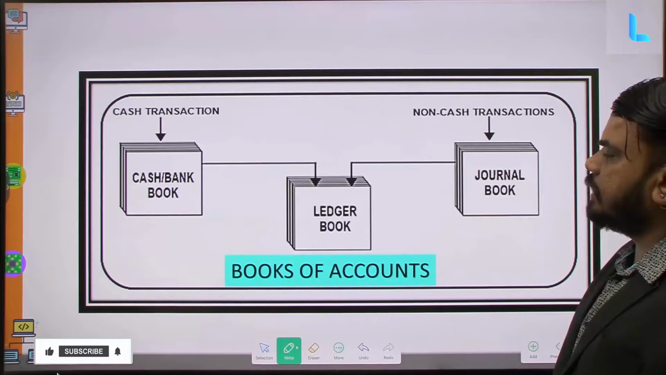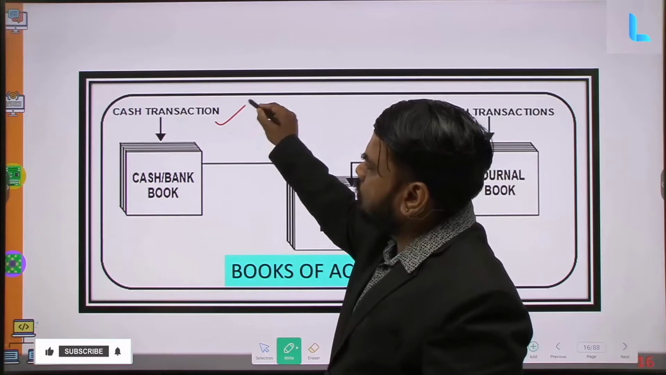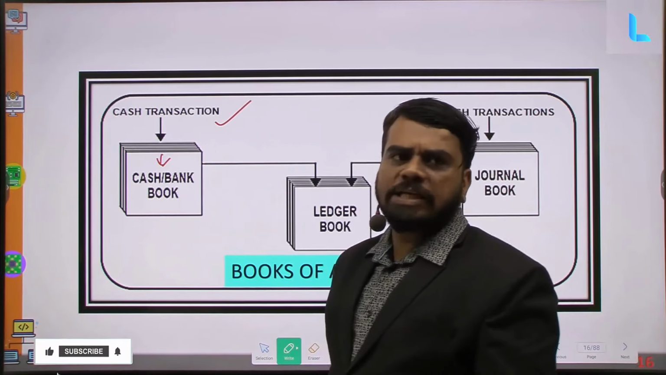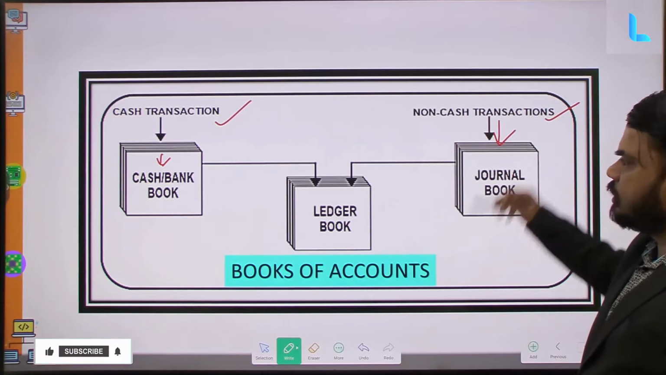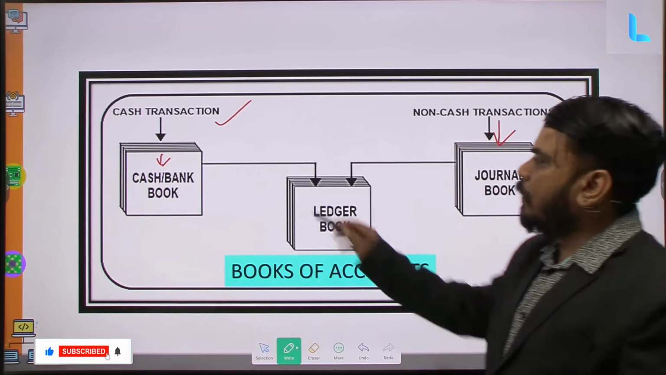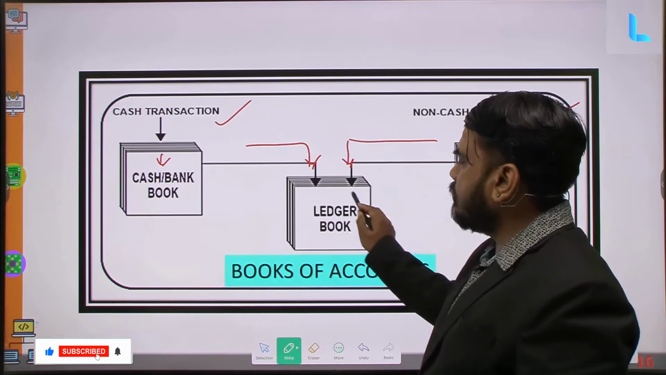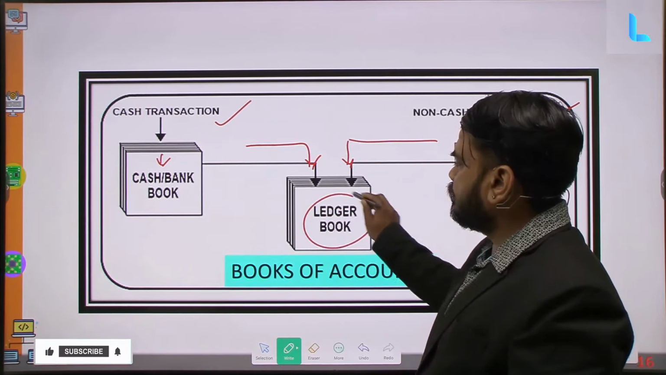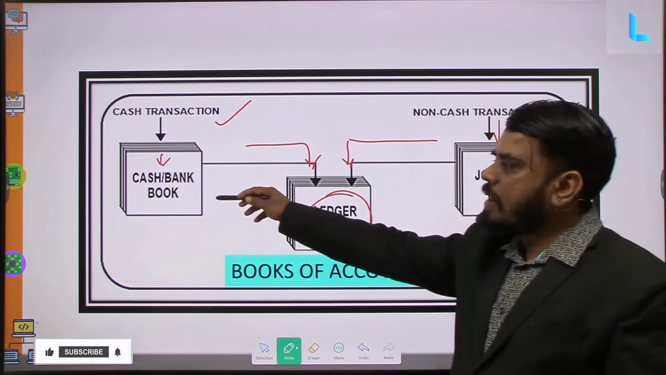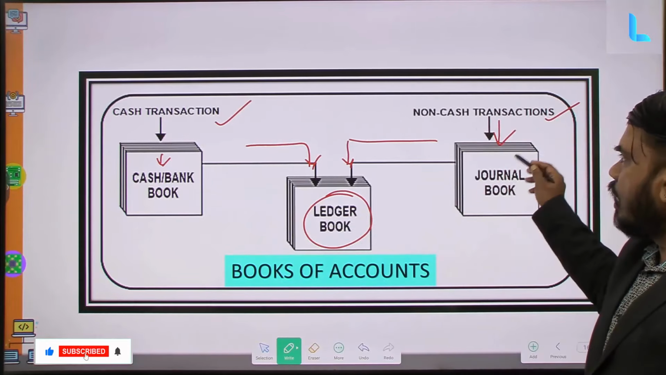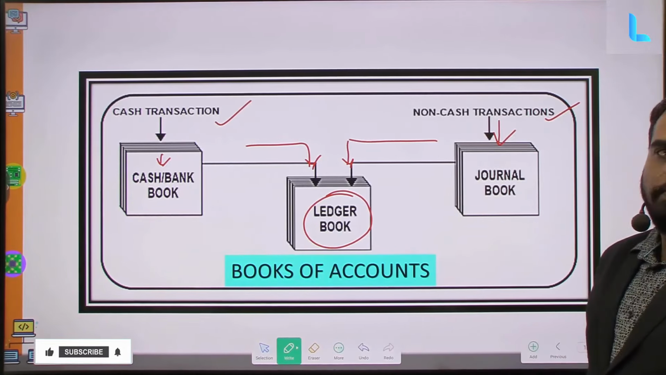Let's continue. These are the 3 books of accounts. All cash transactions are recorded into the cash book. So where are they recorded? They are recorded in the cash or bank book. Then all non-cash transactions are recorded into the journal book. Then finally, the entries of both the cash or bank book and the journal book are again made into the ledger book. So what does the ledger contain? It contains both the posts, that is cash or bank book transactions, as well as the non-cash, that is the journal book transactions. So these are the books of accounts.